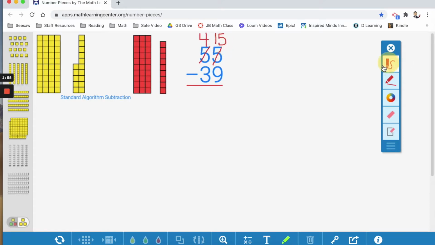Now, as I look at my problem, I have 15 1s and I'm supposed to take away 9, which I can do. So what I'm going to do is I'm going to grab 9 1s and I'm going to pull them apart to show that I'm taking them away. Okay? How much does that leave me with? That leaves me with 6. So I'm going to write 15 minus 9 is 6.